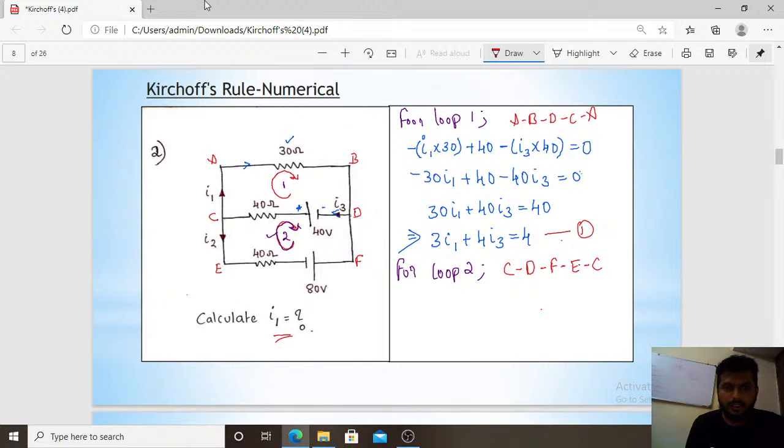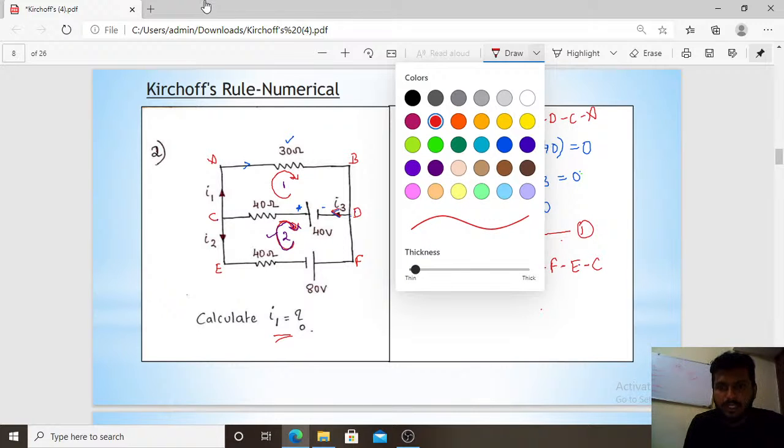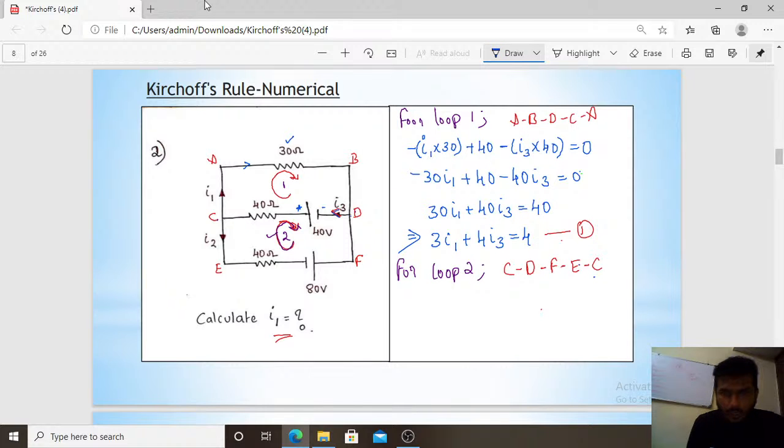Alright, good. So start from C to D. There is a resistor. My direction and current direction, see, this is the current direction, are opposite to each other. So I have to take plus 40 into I3. Then go for the battery from positive to negative. That is nothing but my direction from positive to negative, so directly write minus 40.